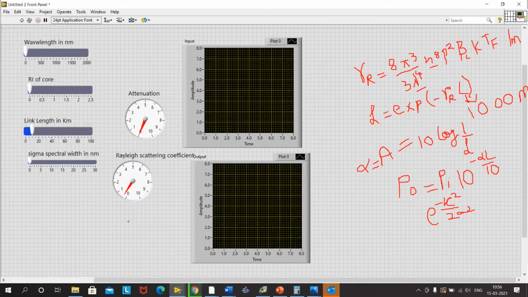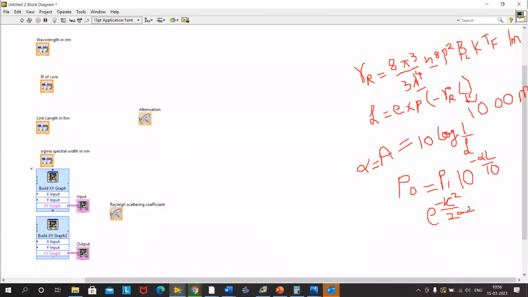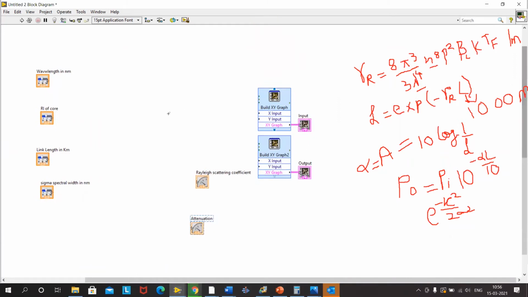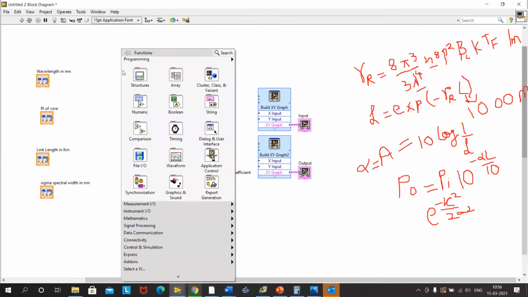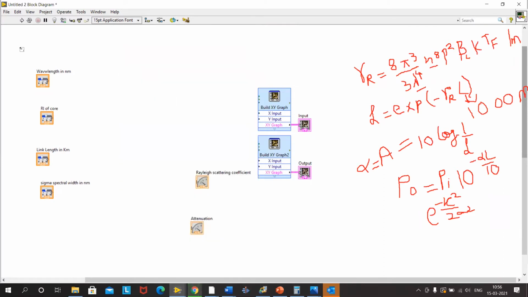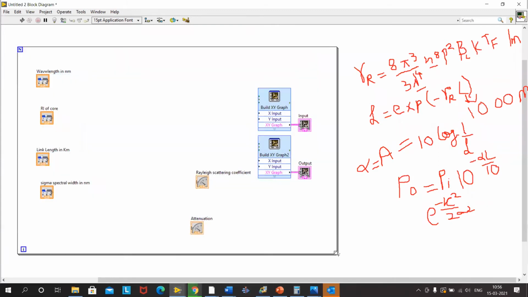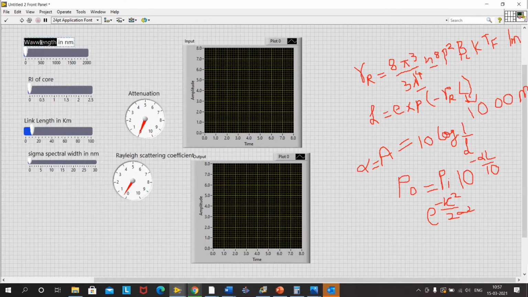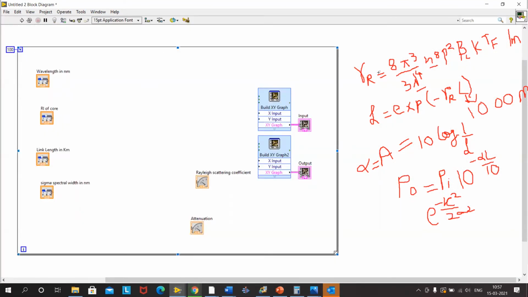Now we will go to our block diagram window by pressing Ctrl E. For getting the Gaussian pulse, we need to have everything in the structure of a for loop. So I'll select the for loop and set the counter at 100 by create constant. There's a spelling mistake in wavelength. Okay, so first, calculating the Rayleigh coefficient.